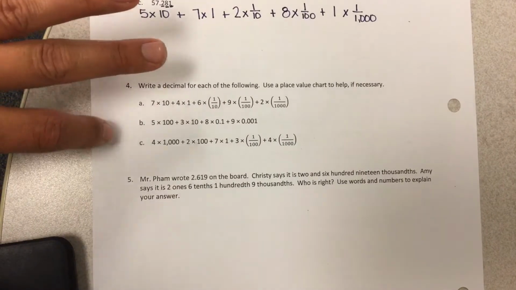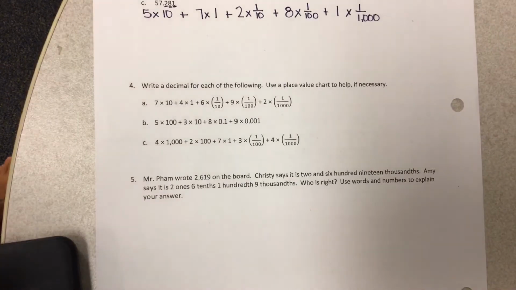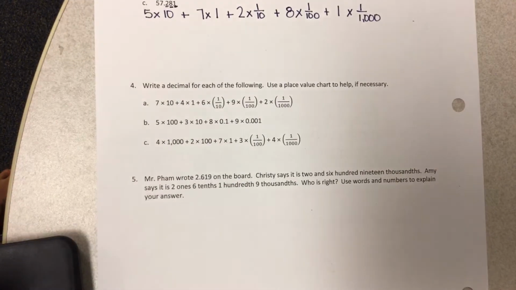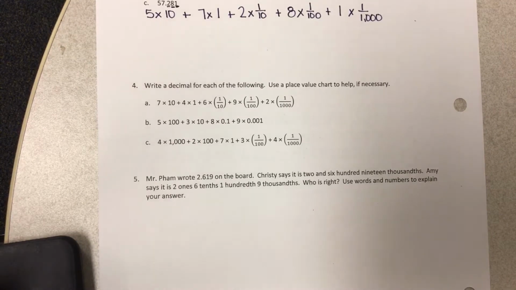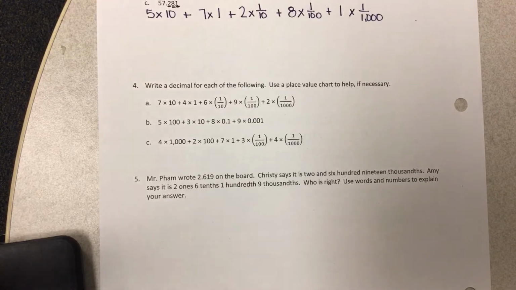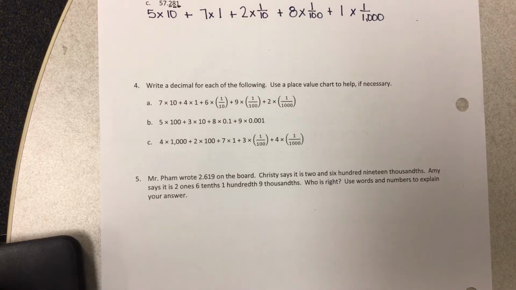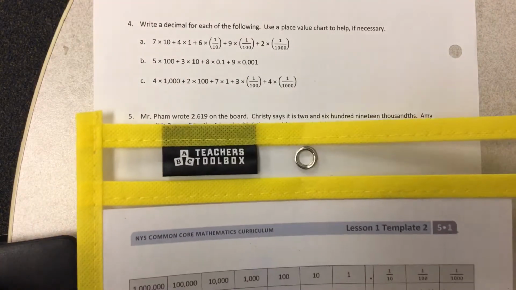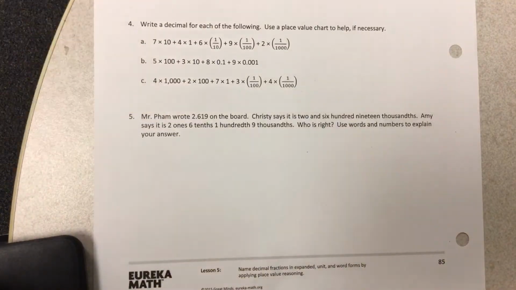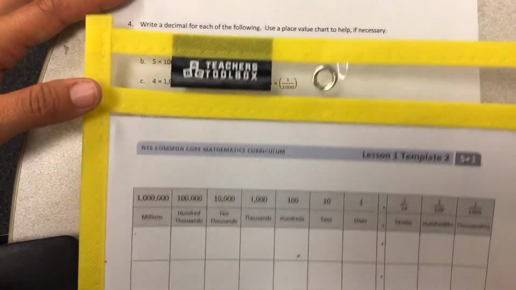All right, guys, so we are going to do number 4, letters A, B, and C. And on this one, it does say that if this is something you don't need the place value chart for, you don't need it. But if you do, it is something that I would probably use. We are going to use it just for right now. So I'm going to scooch this up a little bit so you guys can also see my place value chart, which is a little difficult to see just because it is so big.